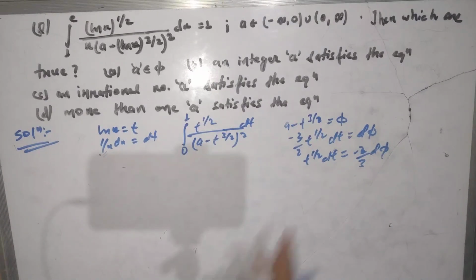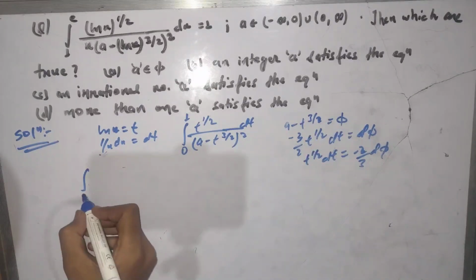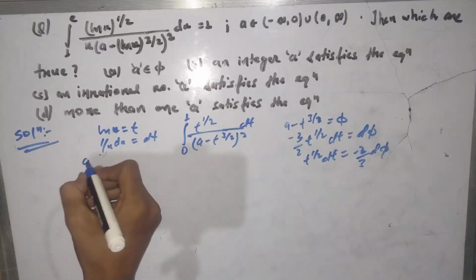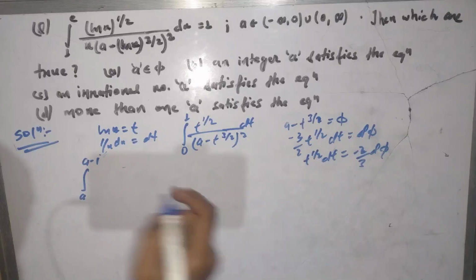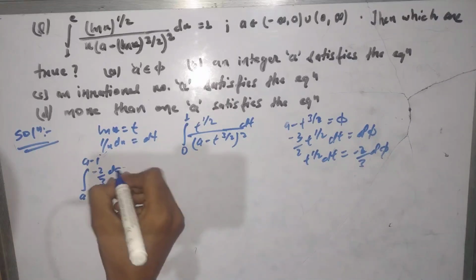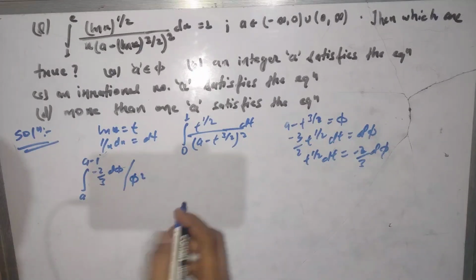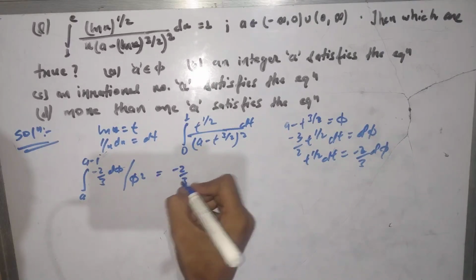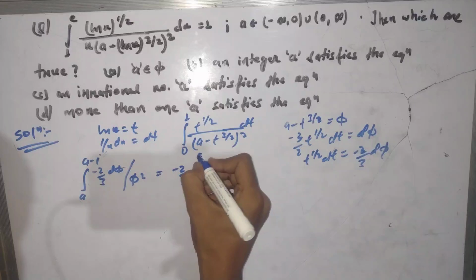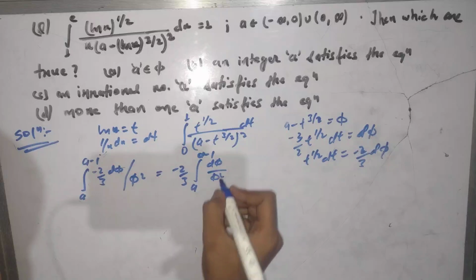Now if t goes to 0, phi goes to a, and if t goes to 1, phi goes to a minus 1. And t to the power half dt is minus 2 by 3 d phi. In the denominator we have this whole thing as phi, so we have phi square, because a minus t to the power 3 by 2 is phi. So this is minus 2 by 3 integral from a to a minus 1 of d phi upon phi square.